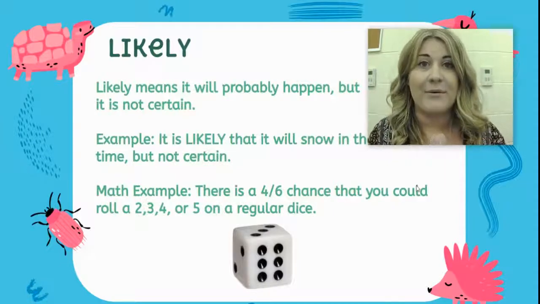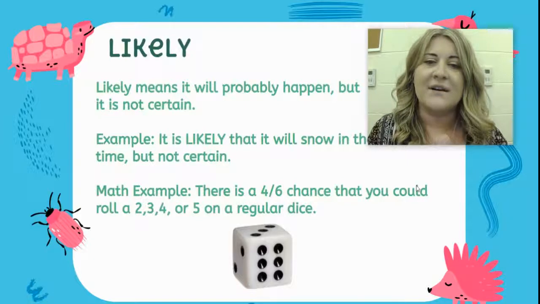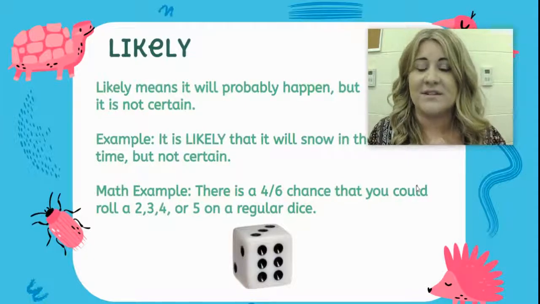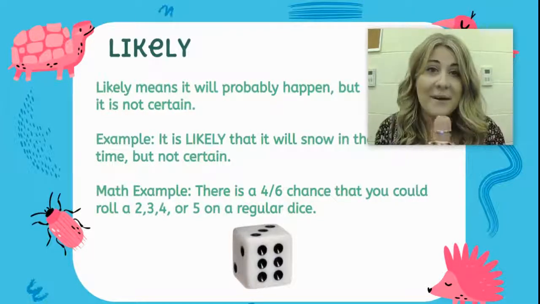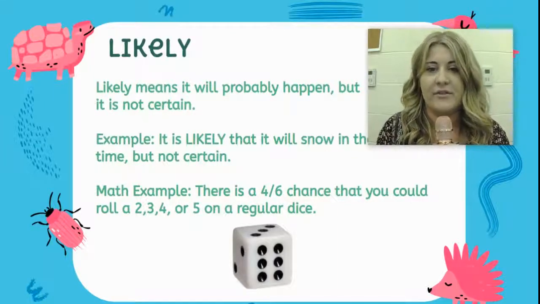Likely means that it's probably going to happen, but it's not a promise. It's not for certain, okay? So it's likely that it's going to snow in the wintertime, but it's not certain. Our math example is that there is a 4 out of 6 chance that you could roll a 2, 3, 4, or 5 on the regular dice.